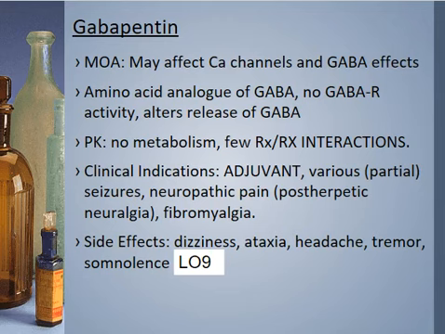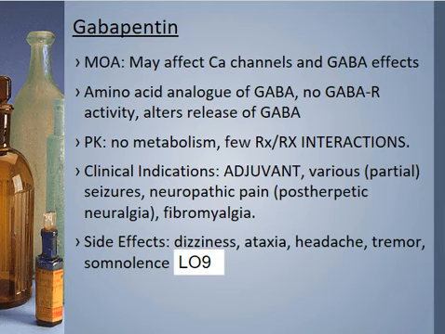Remember, GABA is one of the inhibitory neurotransmitters. Gabapentin is also unique in that there's no metabolism, and so compared to all the other drugs that can be used for epilepsy, there's very few to no drug-drug interactions. The indications are listed there.